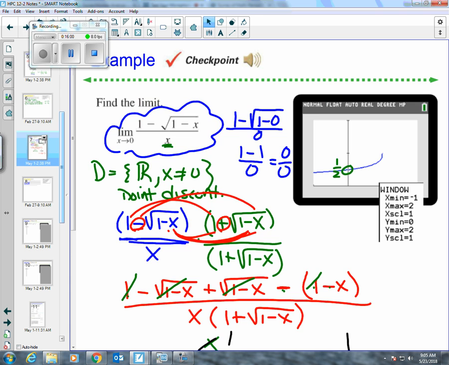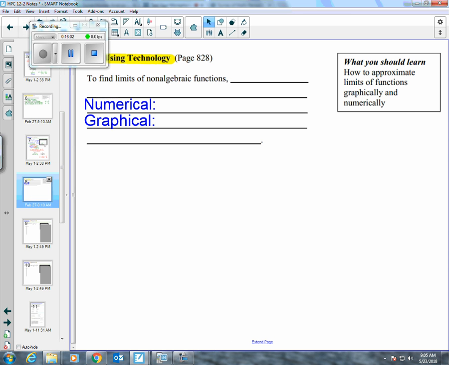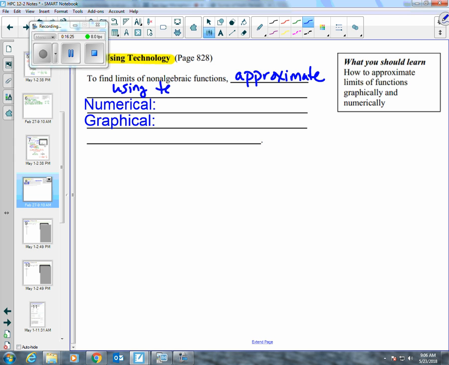All right, so let's talk about another technique. Sometimes none of that works. You can't do anything algebraically, and then we can use some technology. So these are kind of the catch-all for some of the situations that maybe you can't solve algebraically. So to find limits of non-algebraic functions, we really are going to just approximate, which is kind of my red flag for I'm probably just going to use my calculator here, using some form of technology. So we're going to approximate what those limits might be.